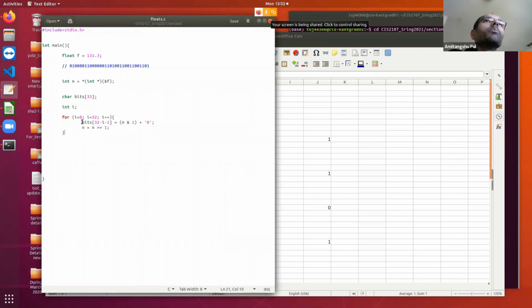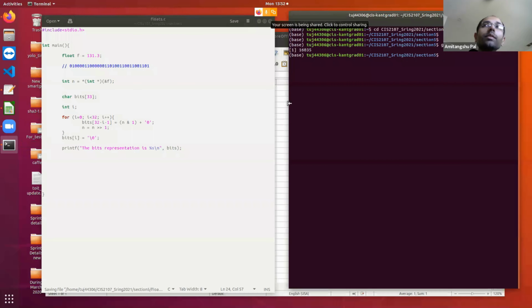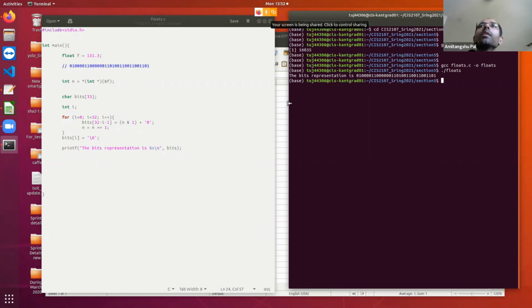So after this step, the bits array is going to store the zeros and ones in character format, and I need to terminate this array with a null terminator. And then if I print "binary representation is %s", let's see what is going to be the answer. So you can see that this is the corresponding bit pattern.